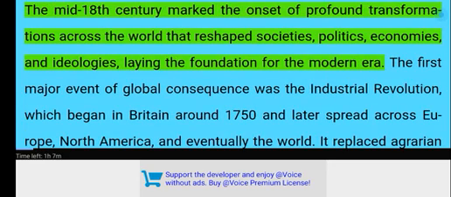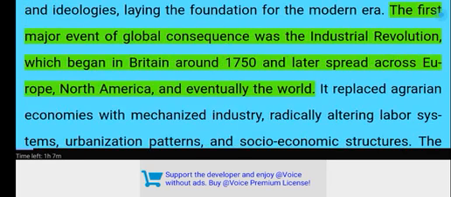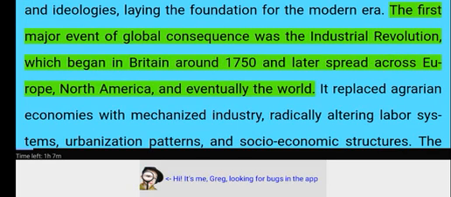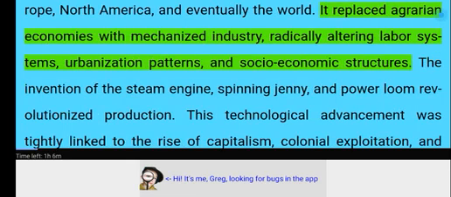The mid-18th century marked the onset of profound transformations across the world that reshaped societies, politics, economies, and ideologies, laying the foundation for the modern era. The first major event of global consequence was the Industrial Revolution, which began in Britain around 1750 and later spread across Europe, North America, and eventually the world. It replaced agrarian economies with mechanized industry, radically altering labor systems, urbanization patterns, and socioeconomic structures.